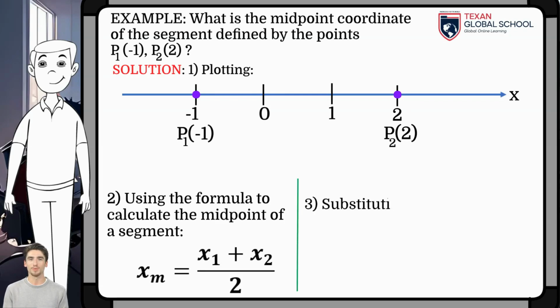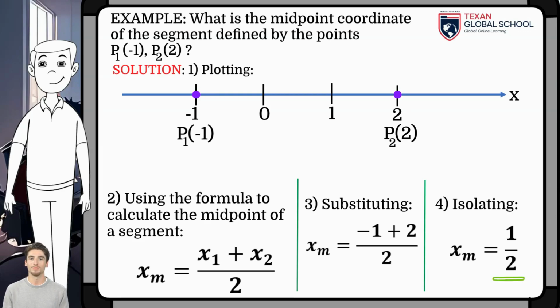Substitute the coordinates of the point P1 and P subscript 2, and isolate the coordinate x_m, obtaining 1/2. Graphically, we can see that the point P of coordinate 1/2 is the midpoint of the line segment, since the distance from P1 to P_m is 1.5 units, just like the distance from P_m to P subscript 2.